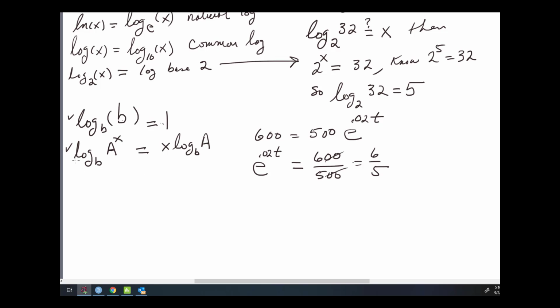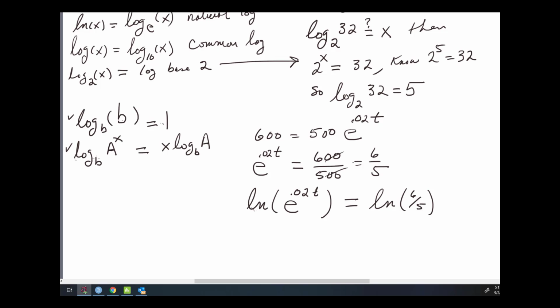Now I'm going to use this property right here, and I'm going to take the log of both sides. I'm going to use the natural log. So I'd write ln of e to the 0.02 t. If I take the log of the left side, I've got to take the log of the right side also. What I do on the left, I've got to do on the right. I picked the natural log because, remember, the natural logs are base e logs. Although we don't write it, the base is e.